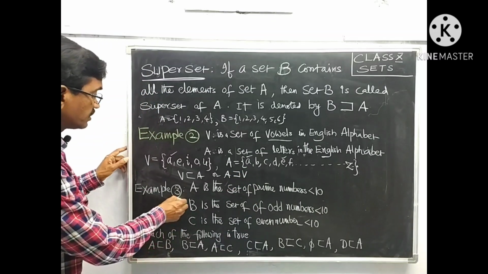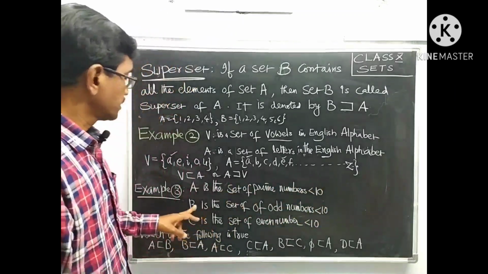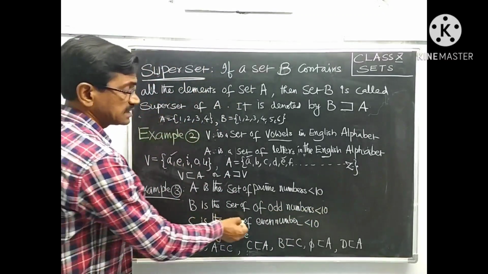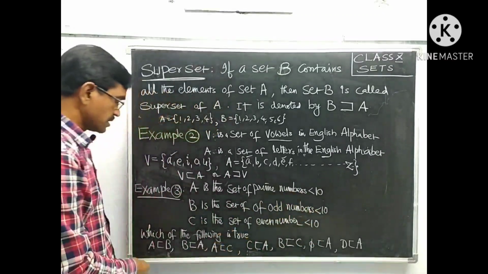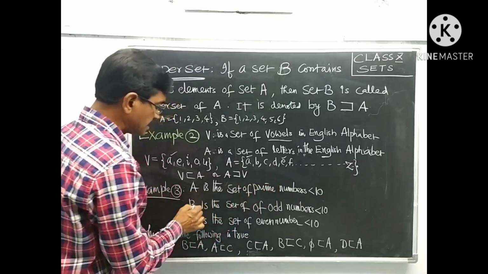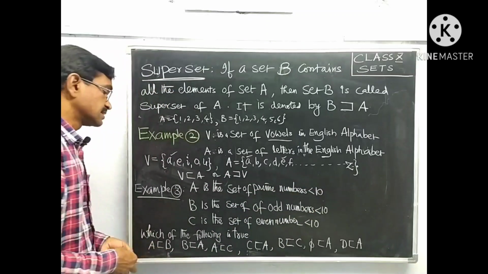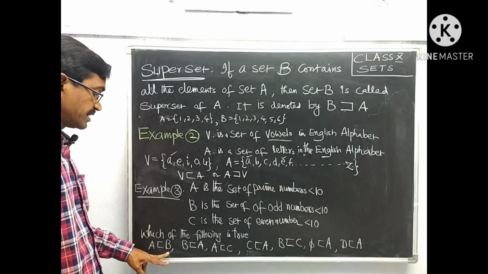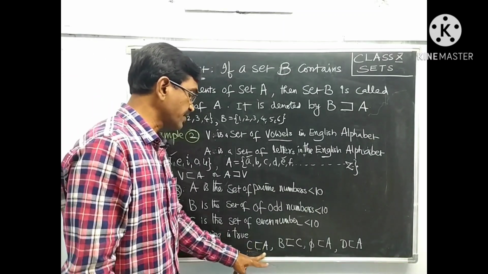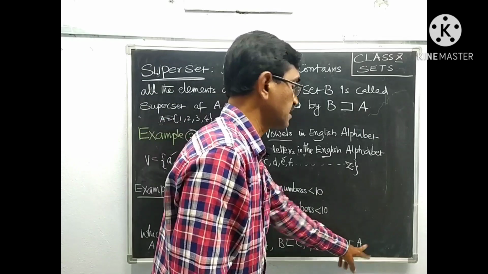Let us take one more example, example 3. A is the set of prime numbers less than 10. B is the set of odd numbers less than 10. C is the set of even numbers less than 10. Which of the following is true? If the sets A, B, C are like this, which of the following statements are true? Is A subset of B, B subset of A, A subset of C, C subset of A, B subset of C, phi subset of A, D subset of A?